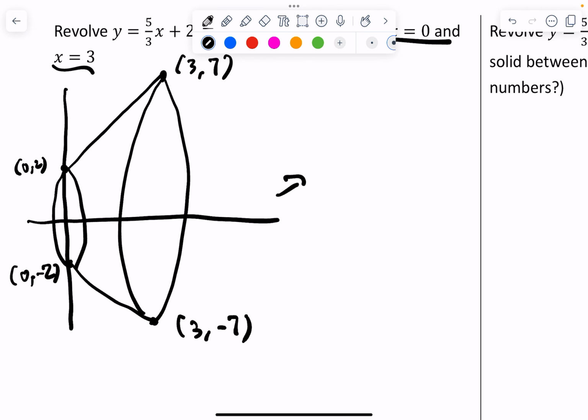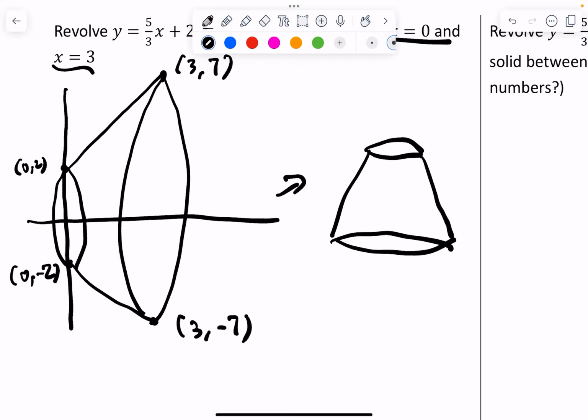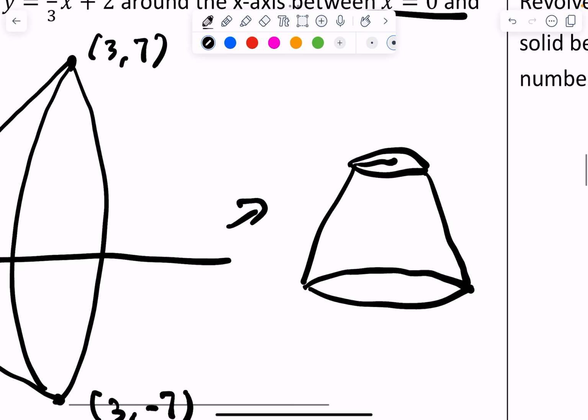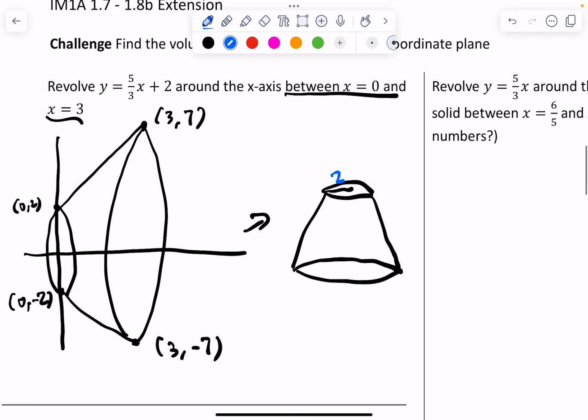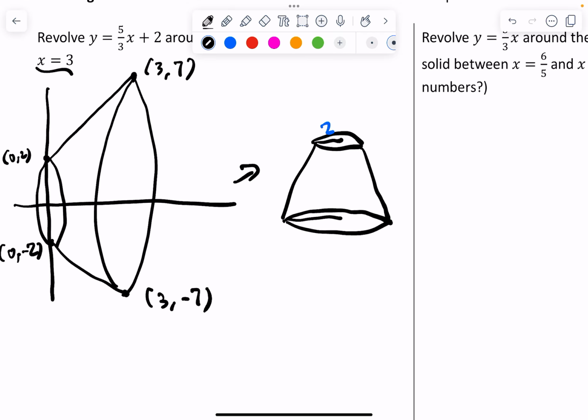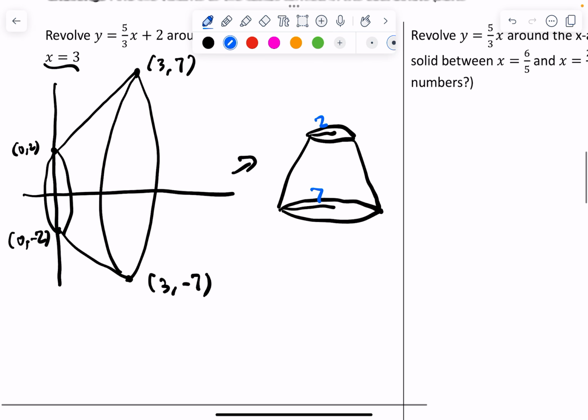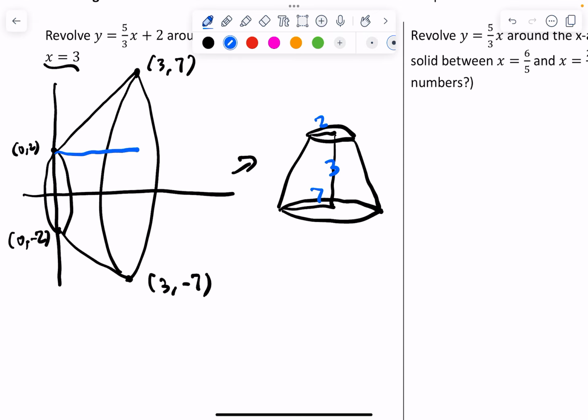So what does this give us? This gives us a frustum. That was a terrible frustum. With what characteristics? It has a top radius of 2. It has a bottom radius of 7. And it has a height of how much? It has a height of 3. Why is the height 3? Well, if we go from here to here, we're going from 0 to 3, which is a height of 3.